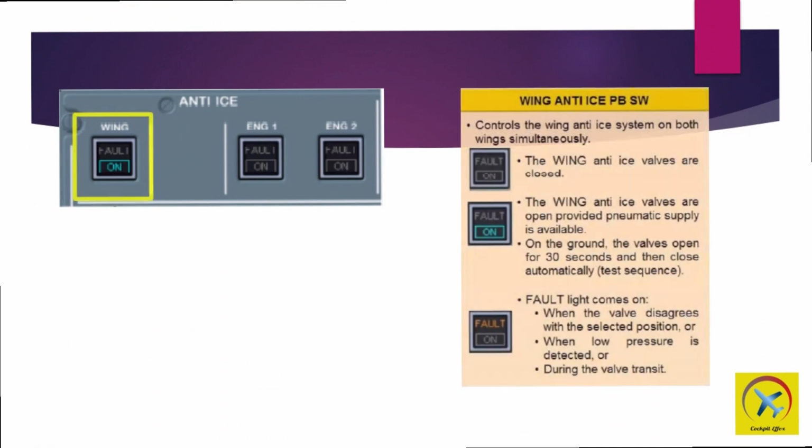Wing anti-ice push-button switch controls the wing anti-ice system on both wings simultaneously. If there are no lights on the push buttons, it means the wing anti-ice valves are closed. When the ON legend is illuminated in blue, the wing anti-ice valves are open, provided pneumatic supply is available. In this scenario on the ground, the valves open for 30 seconds and then close automatically. This logic is due to the test sequence.